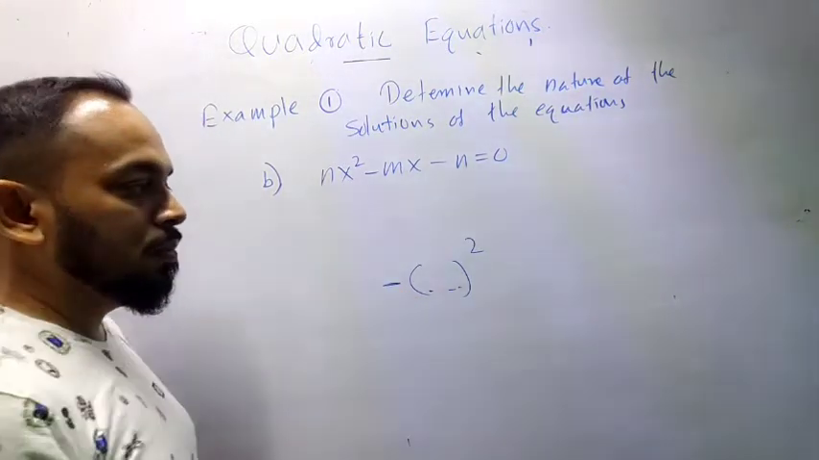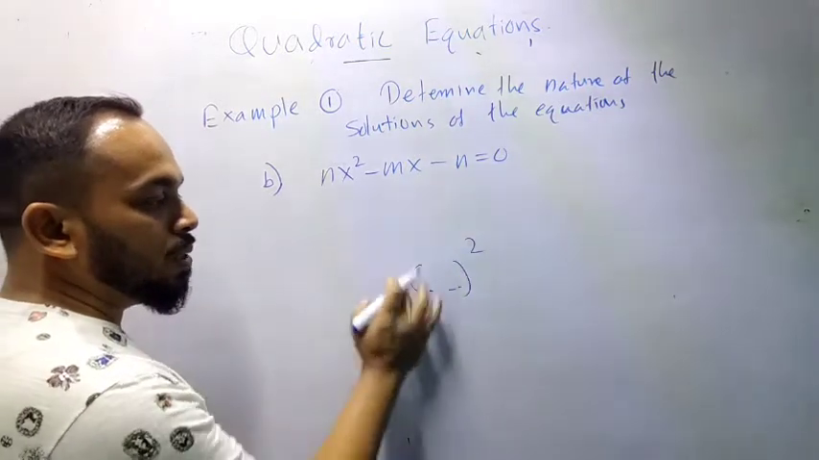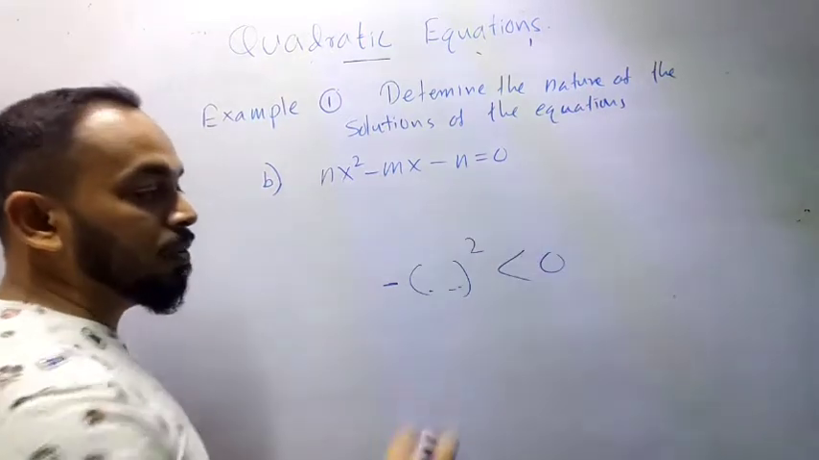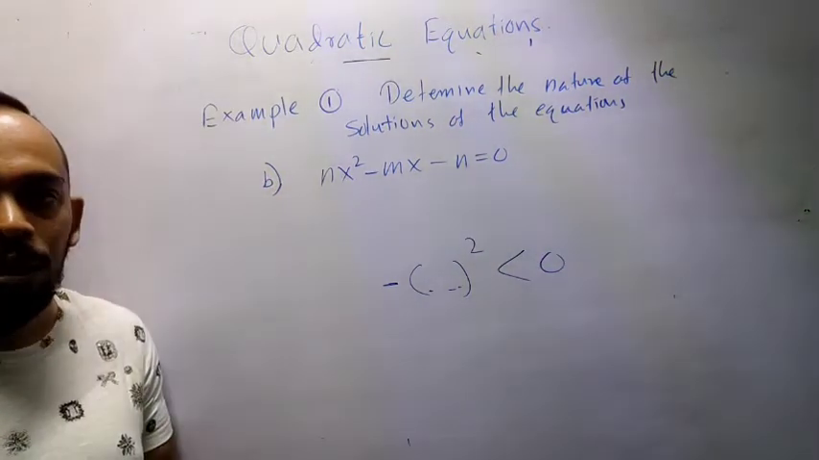If we have it like this, this is always positive, but if you have a negative sign, it means this is always negative. This will always be negative.